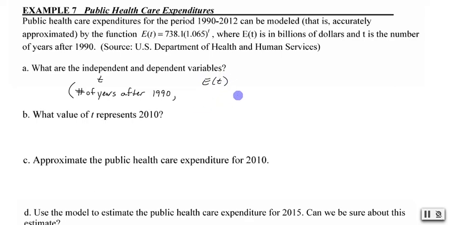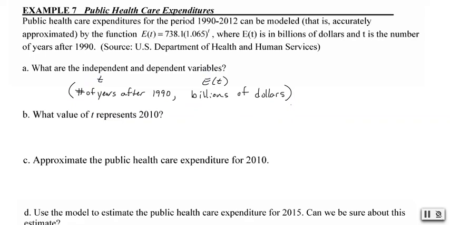E depends on the t that you put inside of it, and it represents the billions of dollars. So it's not just dollars, it's billions of dollars. So if you get an E of t of 2, that's not 2, it's actually $2 billion. So in this form, you can see what your input and output is and what it is as a descriptive way of stating it.